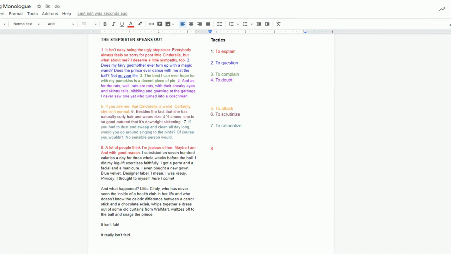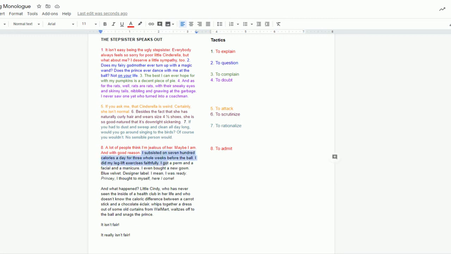Well, she says, "A lot of people think I'm jealous of her. Maybe I am." She's admitting that she is jealous of Cinderella. And this is a major shift in the monologue, because up until this point she was complaining, doubting, attacking, scrutinizing, and now she's reflecting to admit. She is admitting that she is jealous of Cinderella and why.